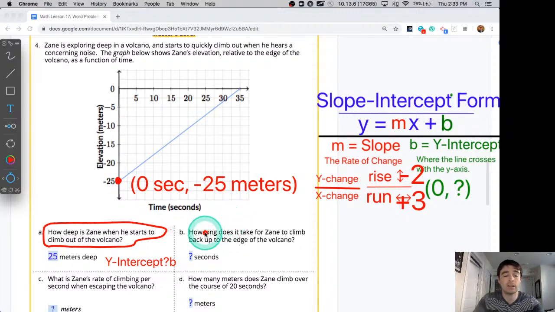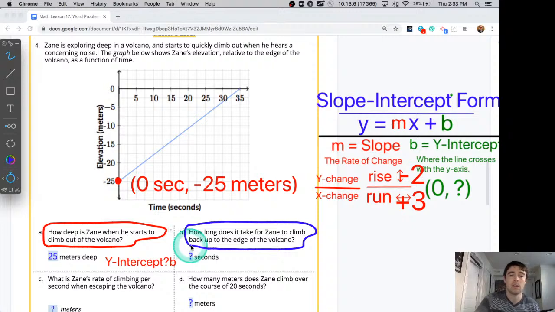And part B asks us, we're going to mark this one up in blue instead. Part B says to us, how long does it take Zane to climb back up to the edge of this volcano? So Zane's panicked, he wants to get all the way back to the top of the volcano's edge. How long does it take him to get there?